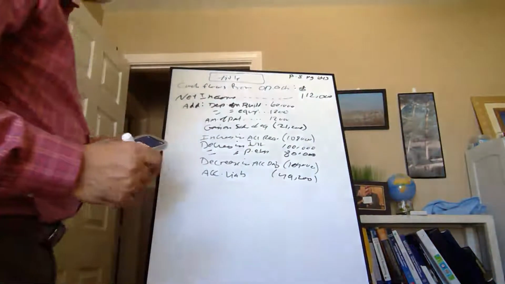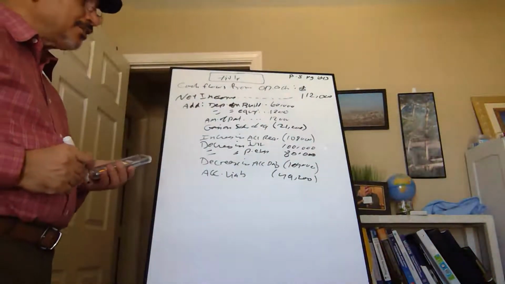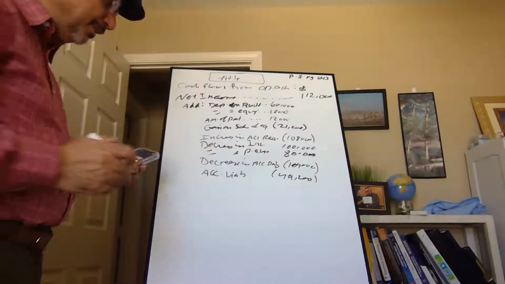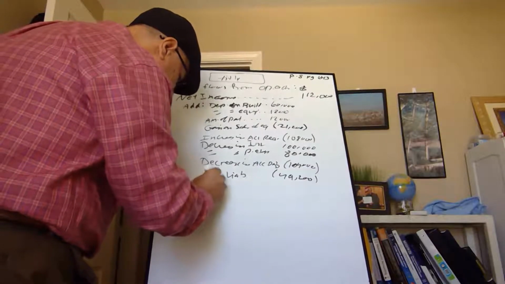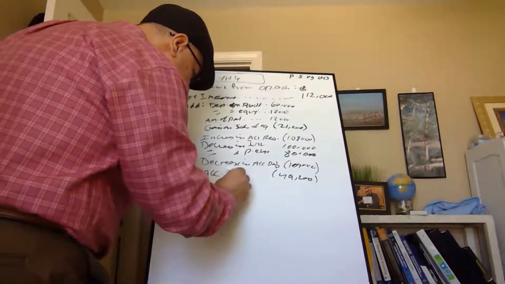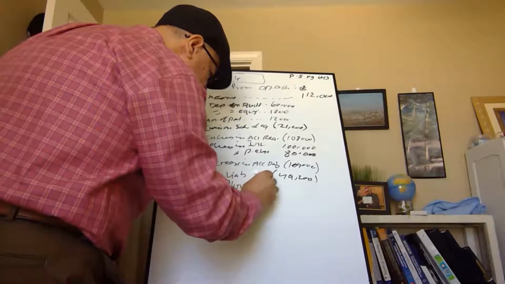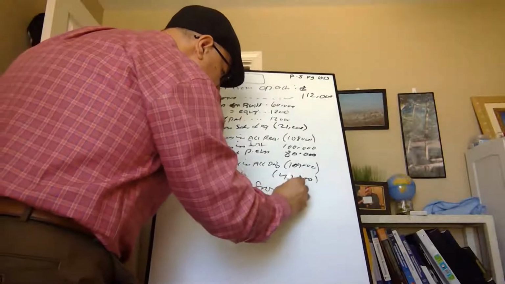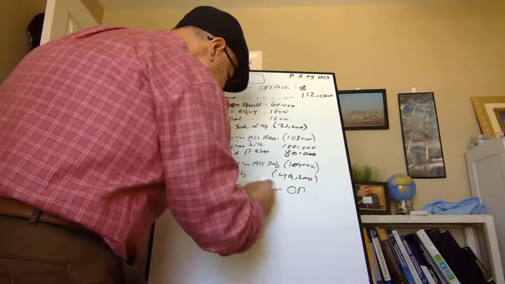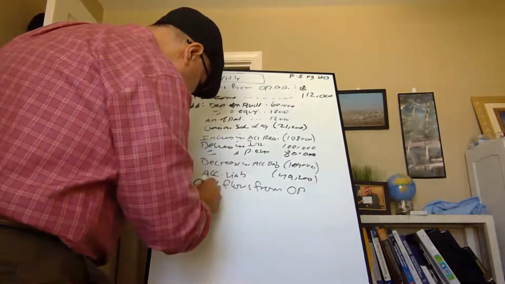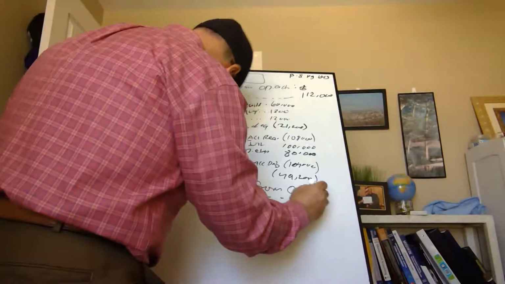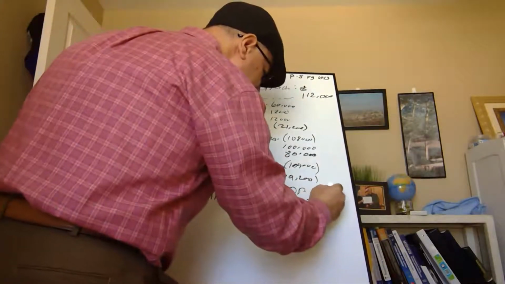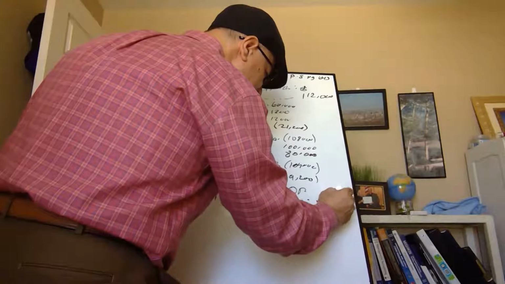93,600. Okay, so that is the net cash flow from operating activities. Net cash flows from operating activities. Okay, and it is 93,600.